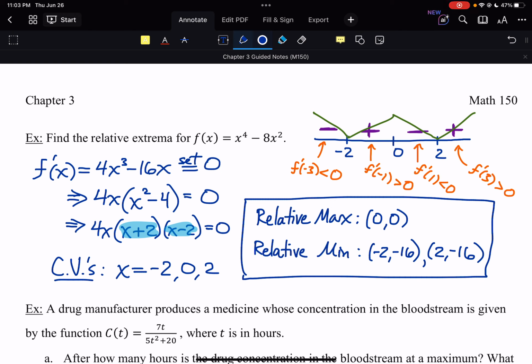We can also tackle problems involving application to this topic as well. So a drug manufacturer produces a medicine whose concentration in the bloodstream is given by this function C of t, with t being in hours. After how many hours is the drug concentration in the bloodstream at a maximum? And then what is the maximum concentration? And then the question, what happens to the concentration as time keeps passing? We'll deal with that one after.